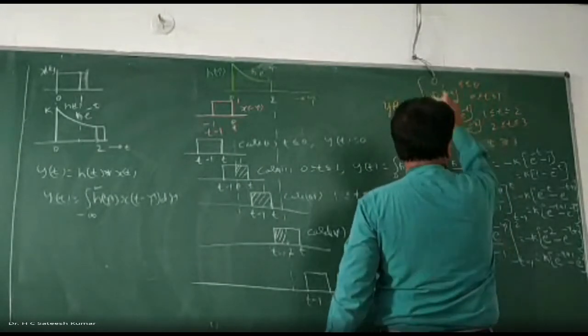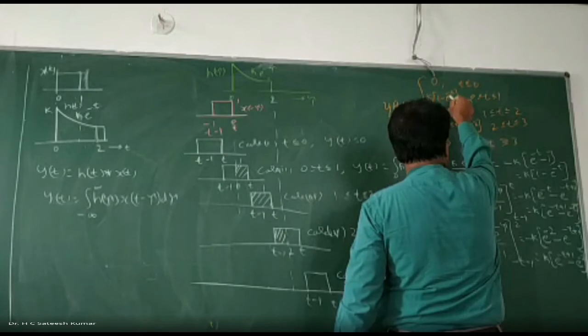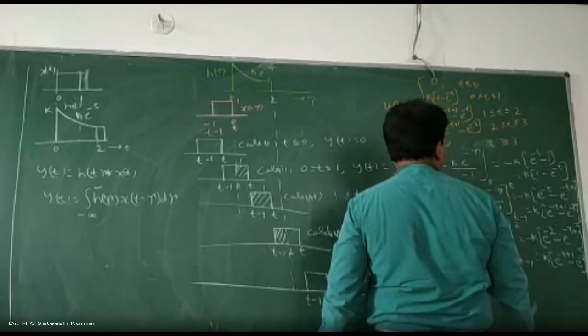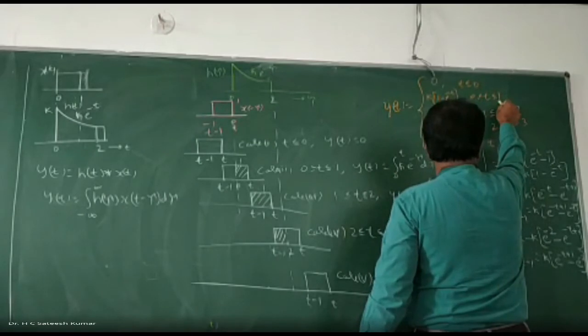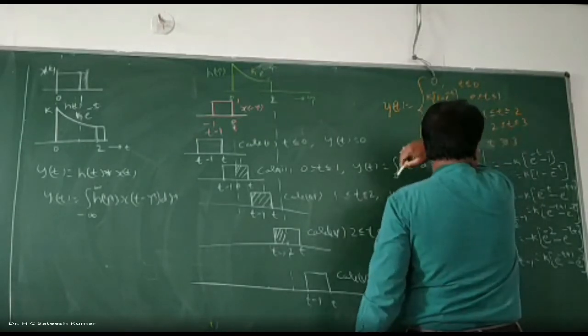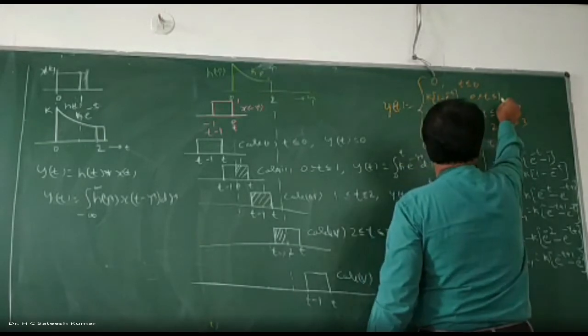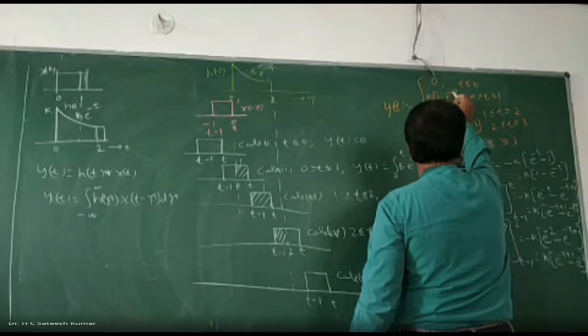T is equal to 0, it is 0. T is equal to 0, e to the power of 0 is 1. 1 minus 1 is 0. 0 into k is 0, you will get, correct? So therefore we got that answer. Now 1. When t is equal to 1, simultaneously verify it with this one as well as this, right? So t is equal to 1, what will I get? T is equal to 1. K into 1 minus e to the power of minus 1.